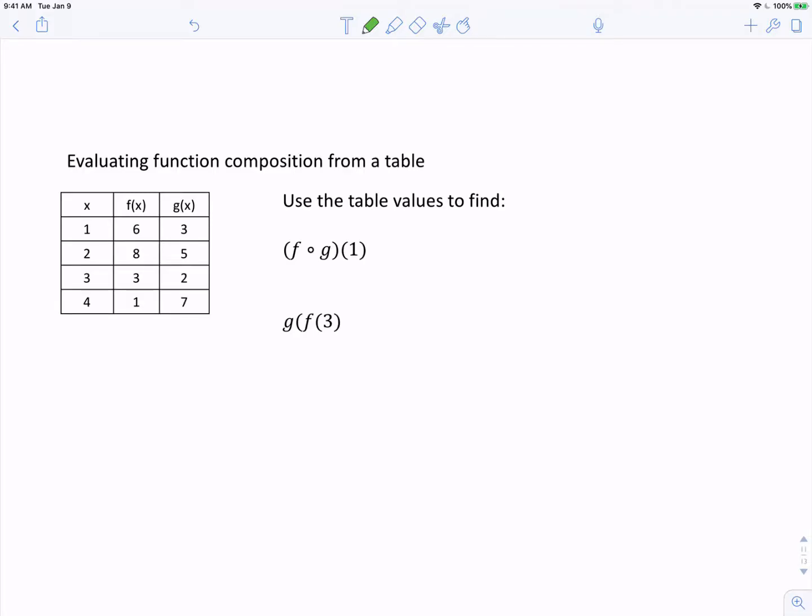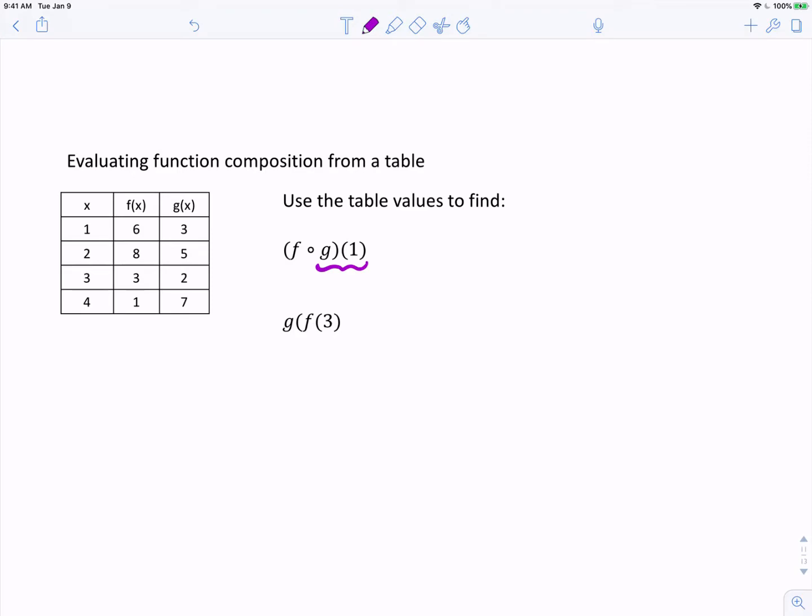Now let's look at function composition from a table and from a graph. Here we have a table showing values for x, f of x, and g of x. Use the table values to find f dot g of 1. So remember, when we have the dot notation, the first function that's applied is function g.